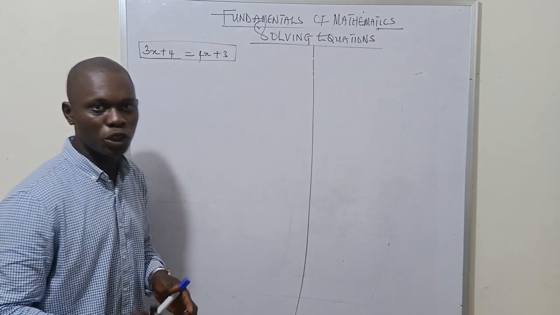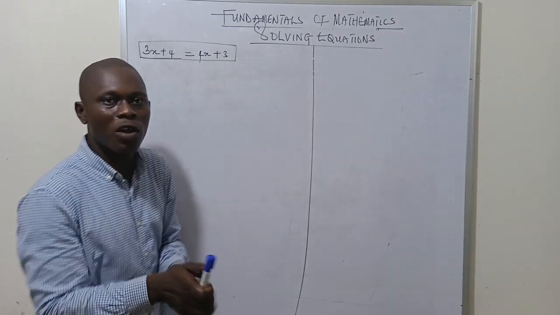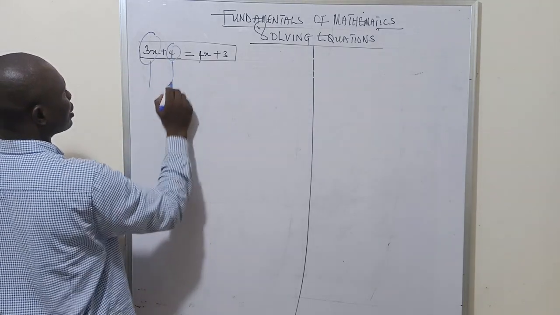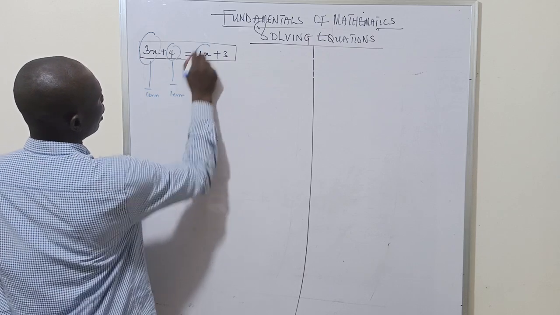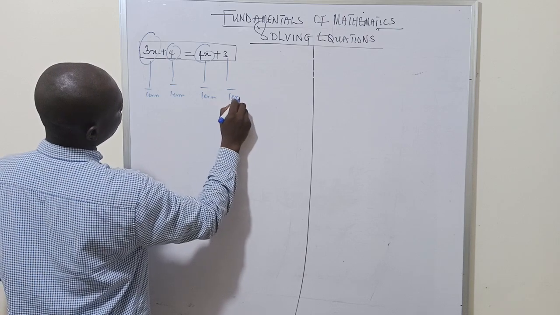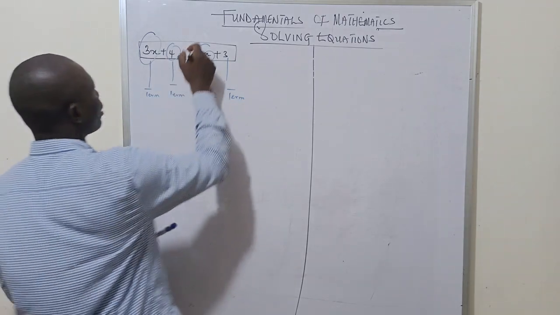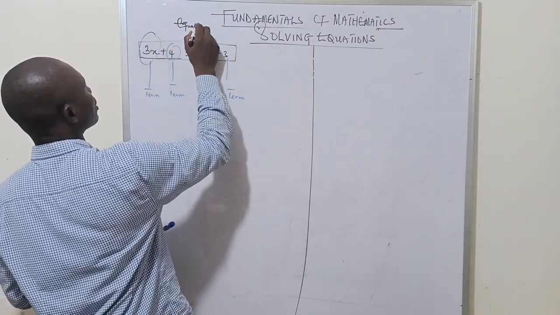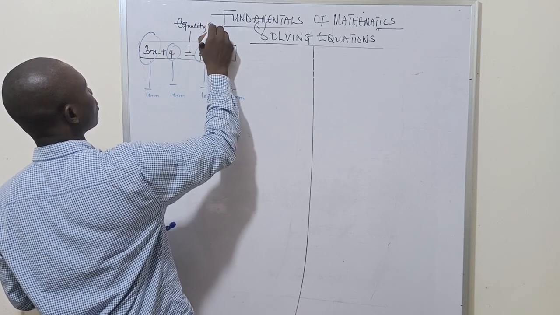Now this equation is the coming together of mathematical terms. What are the terms in mathematics? This is a term. This is a term. This is also a term. All these are terms. And here we have an equality sign. This is an equality sign.